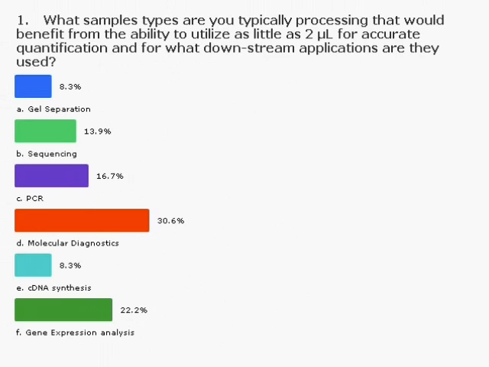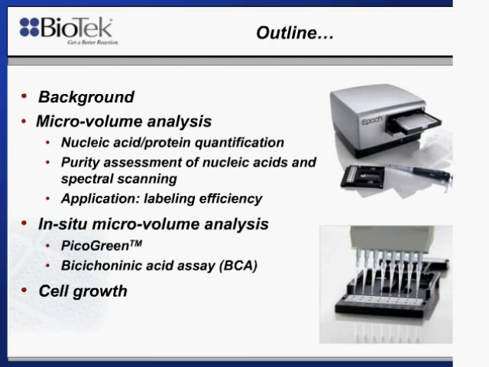I'll provide you a brief outline at this point. First, I'll give a background discussion of quantification of DNA, RNA, and protein using absorbance methods, and then I'll move on to a discussion of microvolume analysis of nucleic acids and proteins, quantification of those molecules, as well as some purity assessment techniques for nucleic acids in combination with spectral scanning. And then I'll provide an application on labeling efficiency, and that'll provide you with a practical application.